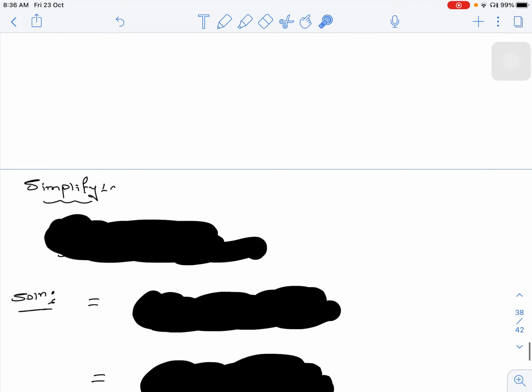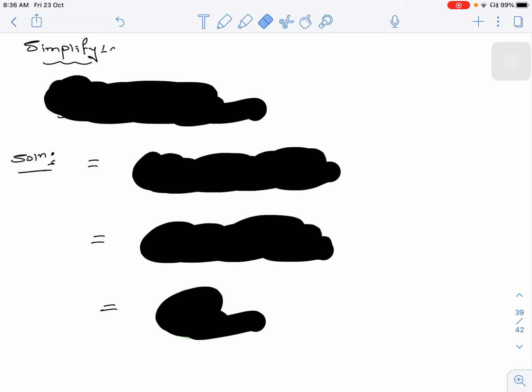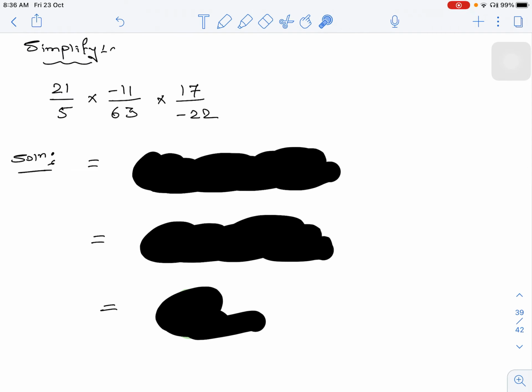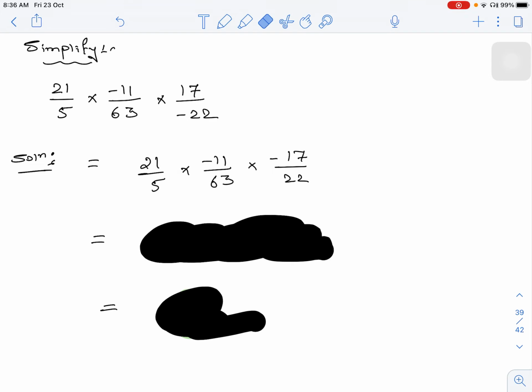Now let us consider the next example. Here it is given: simplify 21 upon 5 into minus 11 upon 63 into 17 upon minus 22. So let us solve this example. The first step is to bring the minus sign into the numerator, so the number is in standard form. For what purpose? It will be easy for us to do the calculation. If you keep it like this also, it will work. So in the first step we brought this minus into the numerator, with the remaining numbers as they are. Now let us check whether we can make any cancellation or not.